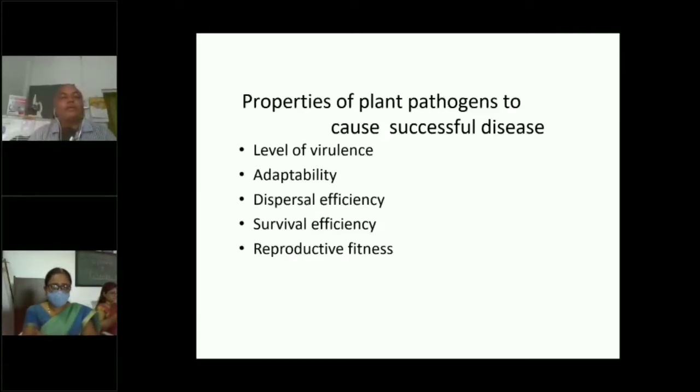Then its survival efficiency, how it is going to survive in a very harsh condition, and then its reproductive fitness, because this pathogen has asexual as well as sexual as well as vegetative ways of reproduction.